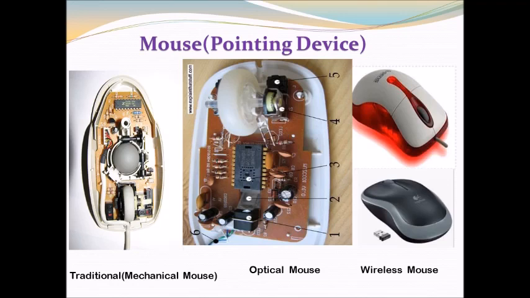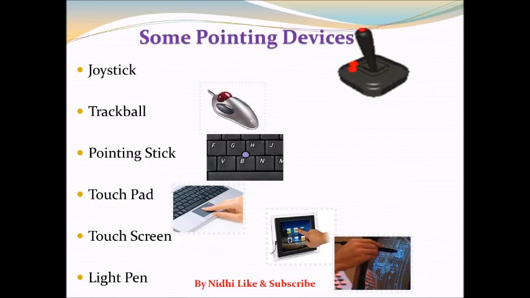Okay, next you can see some other pointing devices. First is the joystick. It is used for playing video games or for monitoring the cockpit or some level. Next is the trackball. This ball you can see in the image is known as a trackball. Third is the pointing stick. It is available on some keypads as a cursor. Next is the touchpad. You can find this type of touchpad in laptops.